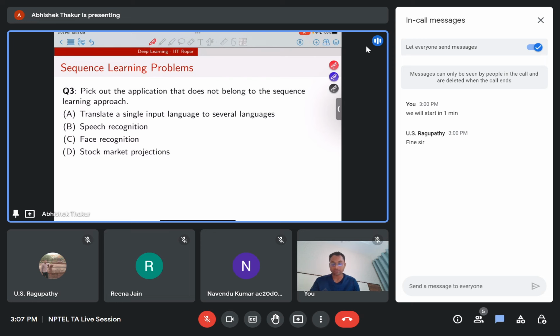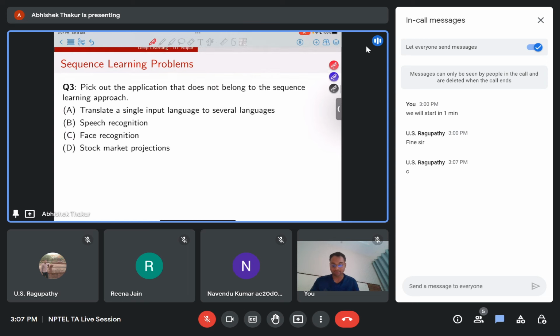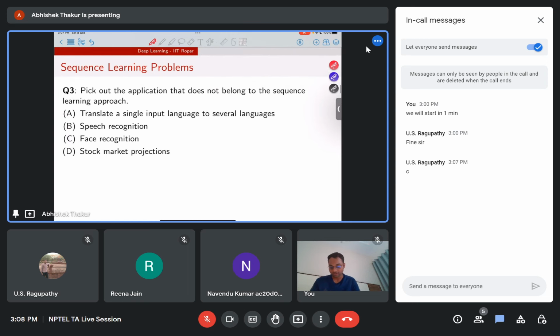So as we know, image recognition or face recognition does not belong to the sequence learning approach. These can be easily done using CNN. Here, option A is translate a single input language to several languages. In translating languages, the input is not of fixed size, so this depends on the sequence learning problem. So option A is wrong.